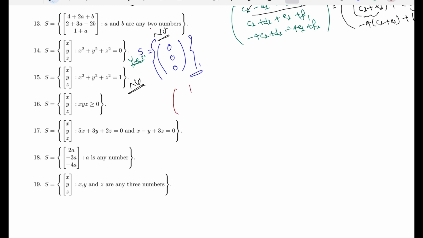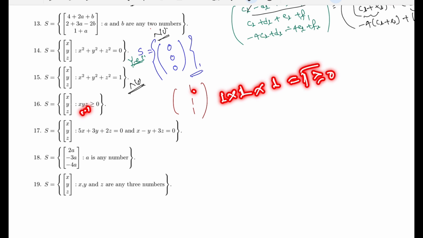Take any vector, that is 1 1 1, right? So this vector belongs to this particular set because this condition is getting satisfied. You multiply the first component, the second component, the third component, and you will get 1, which is greater than or equal to 0.